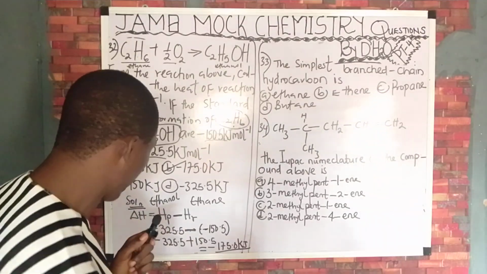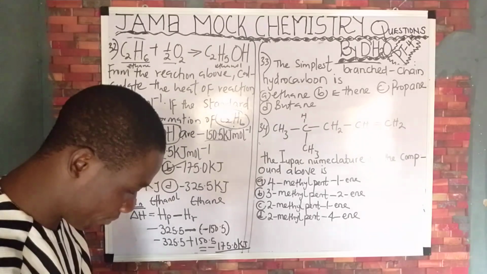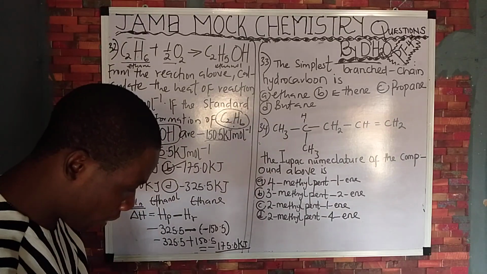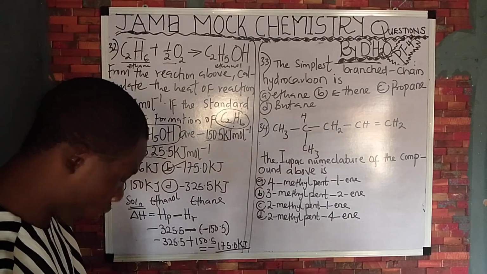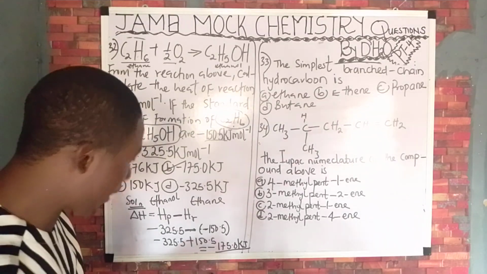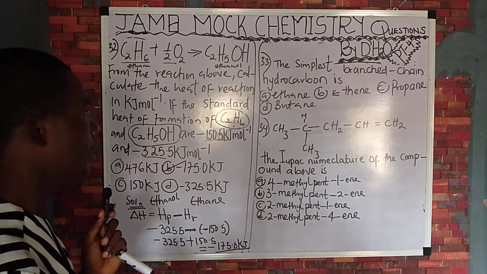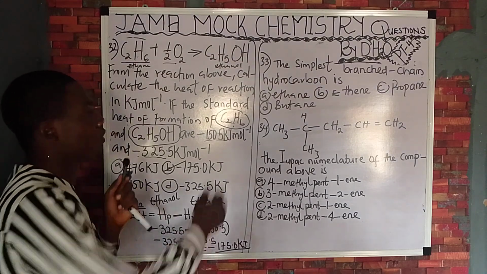Let me use my calculator to confirm it. Minus 325.5 plus 150.5. Wow, that's correct. Minus 175.0 kilojoule. Now let's take the next question.